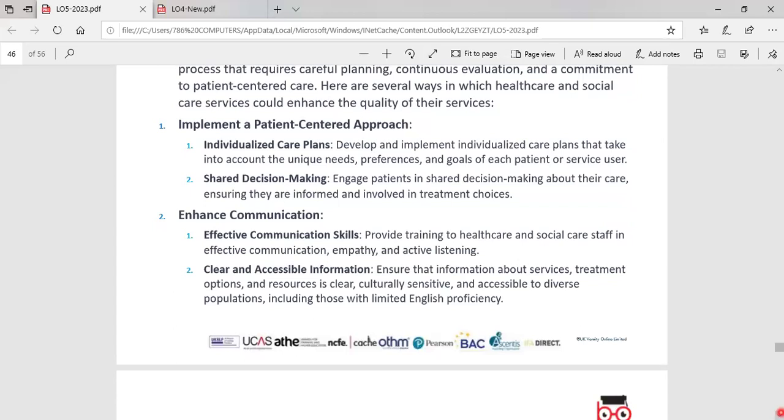Communication, very important, should be effective. Whenever it happens, you're breaking up a little bit. Sorry. It's okay. Sorry. Yeah. Is it okay now? Yes. Thank you.